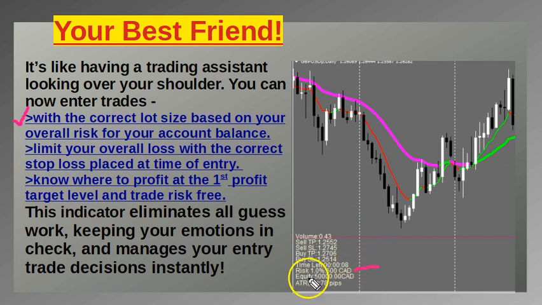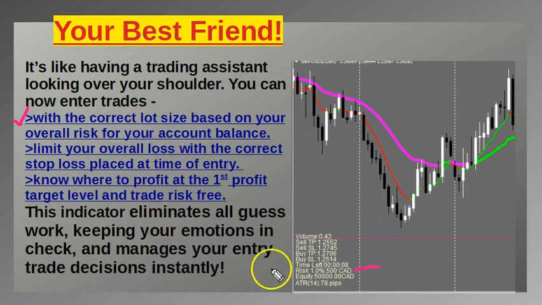and you can see here I've got the risk set at 1%. In this case, it's $500. I've got $50,000 in this account. 1% is $500 Canadian, of course, in Canadian funds, right? And by the way, this indicator, I believe, will calculate in your account currency. So however you funded your account, your real live account, it's going to show you the numbers in your account currency. In my case, I funded my account in Canadian dollars, CAD, and so I get the information in Canadian dollars. Okay, so that's the first thing.